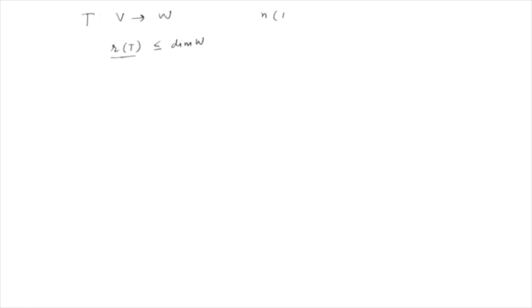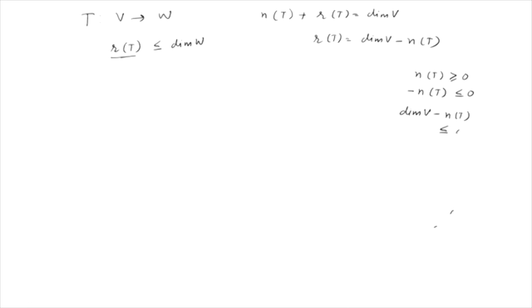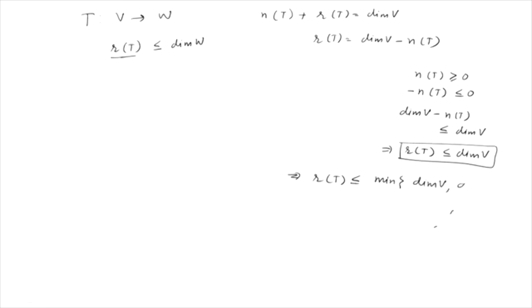Okay. And by the rank nullity theorem, nullity of T plus rank of T equals the dimension of V. So, rank of T will be equal to the dimension of V minus nullity. And nullity of T is greater than or equal to 0. It is 0 if T is 1 to 1. So, minus nullity of T will be less than or equal to 0. That means the dimension of V minus nullity of T will be less than or equal to the dimension of V. So, this implies rank of T is also less than or equal to the dimension of V. So, since it is less than or equal to the dimension of V and also less than or equal to the dimension of W, this implies rank of T will be less than or equal to the minimum of the dimension of V and the dimension of W.